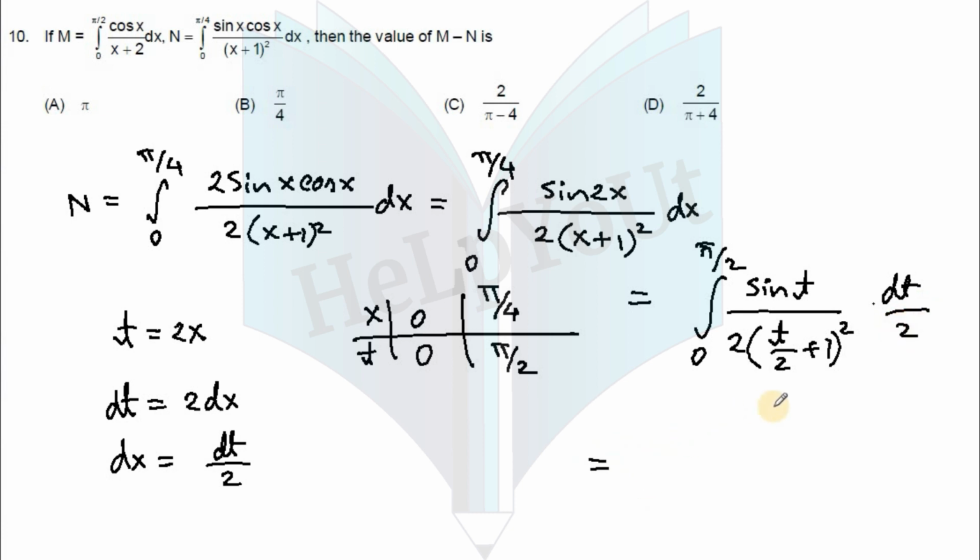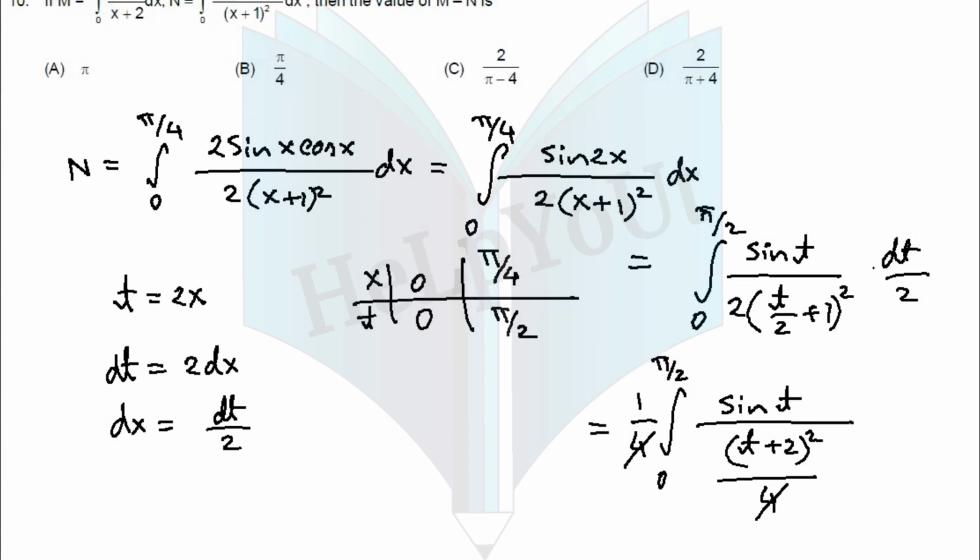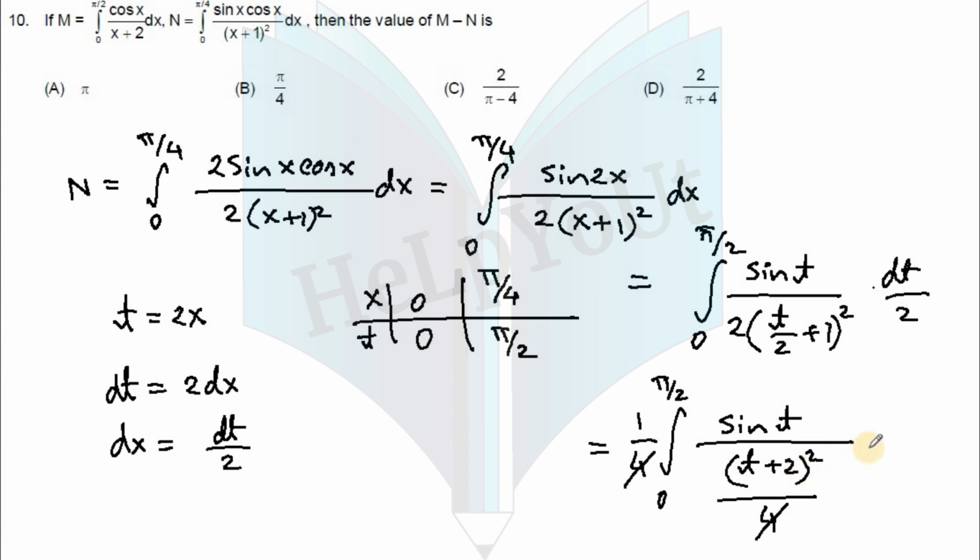Now we can simplify this. This will be 0 to pi by 2, sin t, this 2 times 2, 1 by 4 goes here, and for this part I get t plus 2 square by 4. Again the 4s cancel. So see, I have something similar. M had x plus 2, this has t plus 2, and dt here I forgot to write. And the limit is also the same. This is n.